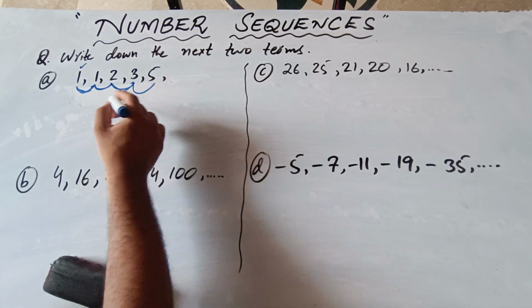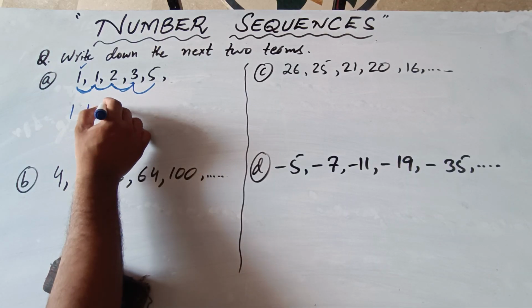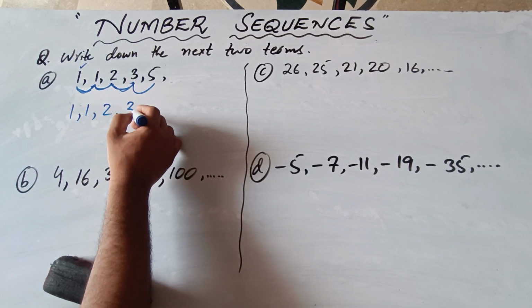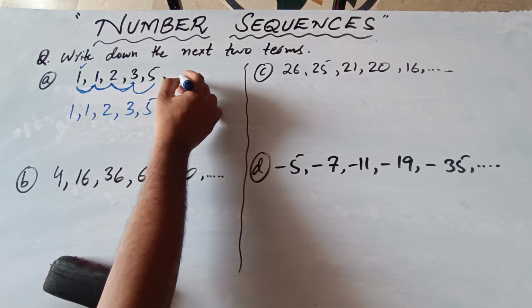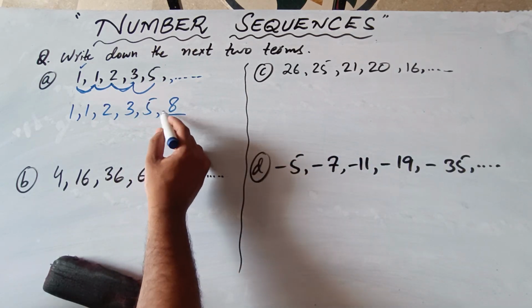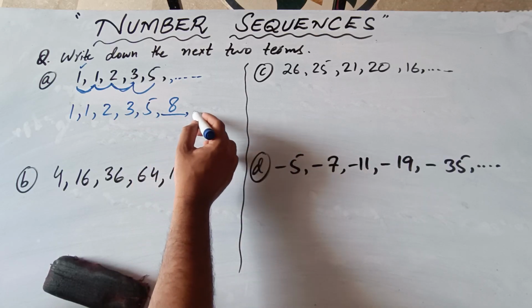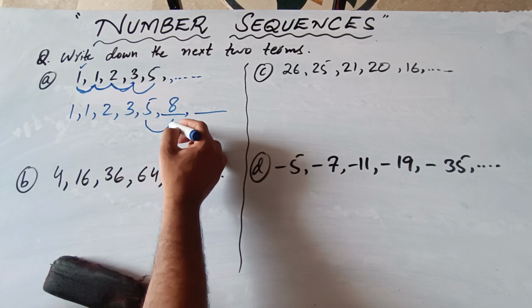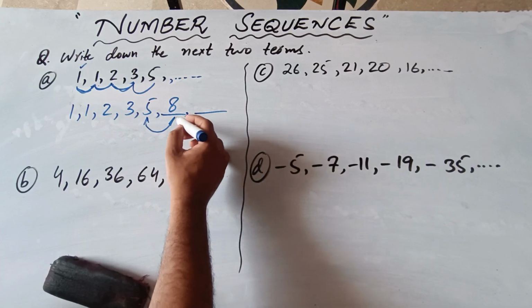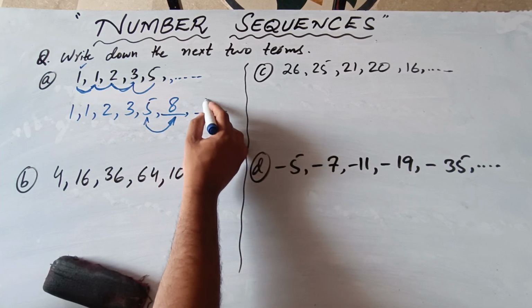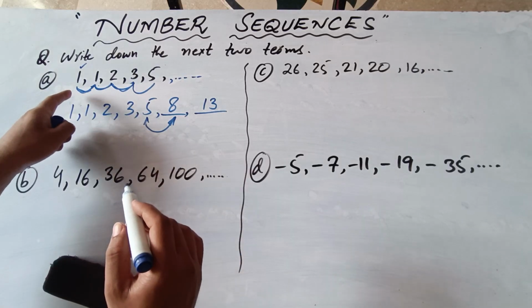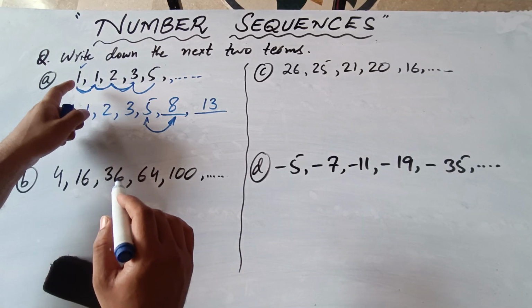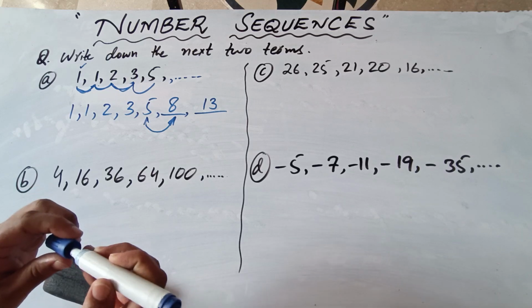So the next terms would be 1, 1, 2, 3, 5, 8. Now what do we have to do with them to get the next term? If we add these two terms, we will get 13. So this shows the thing which we were doing previously, 0 plus 1, because the pattern was not getting proper.